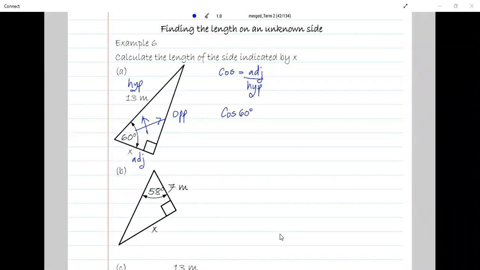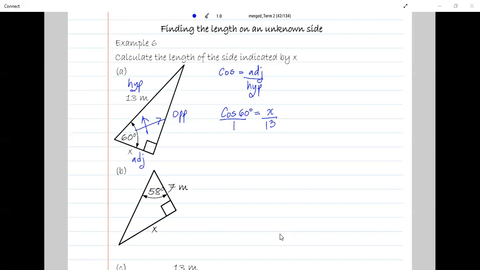Earlier, not today, but before today, I told you that sine, cosine, and tangent, the trig functions, are functions of an angle. The input must be an angle. So after you write sine, cosine, or tangent, the next thing you must write is the angle. Then I'm going to say that this is equal to the adjacent side, which is x, over the hypotenuse, which is 13. Then I'm going to put the cosine of 60 over 1.